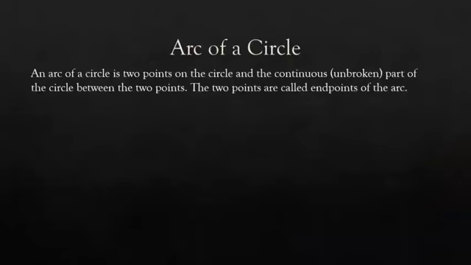An arc of a circle is 2 points on the circle and the continuous, that would be the unbroken part, of the circle between the 2 points. We call the 2 points endpoints of the arc.